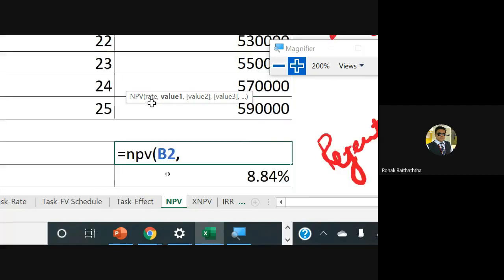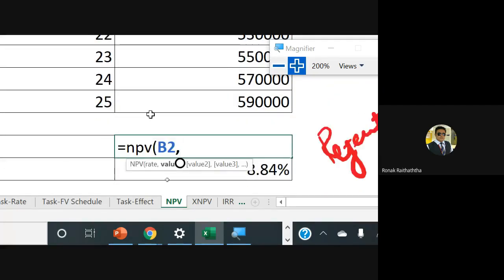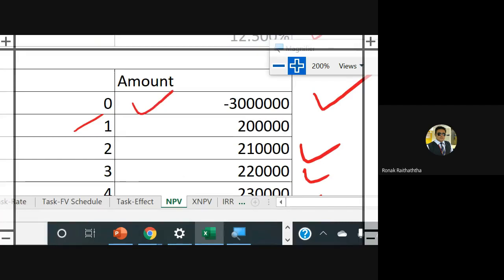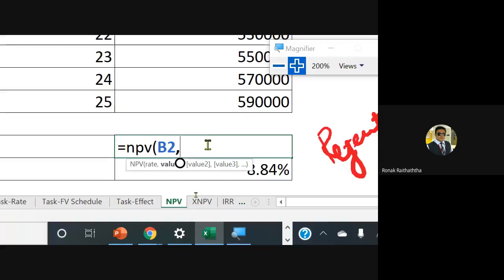Then I need to select all the inflows and outflows. Now what will happen, if you select the outflows as well, then it will discount this 30 lakhs too. But see, this 30 lakh rupees is paid right now, which is already a present value. So if you do not want to discount this value, then what you can do is select all the inflows only, nothing else.